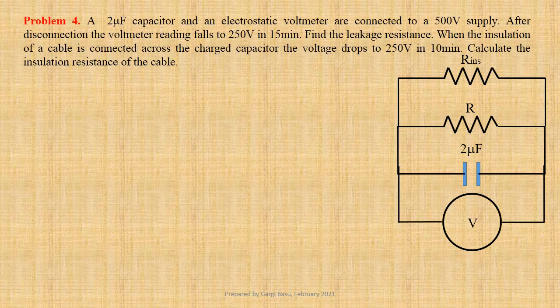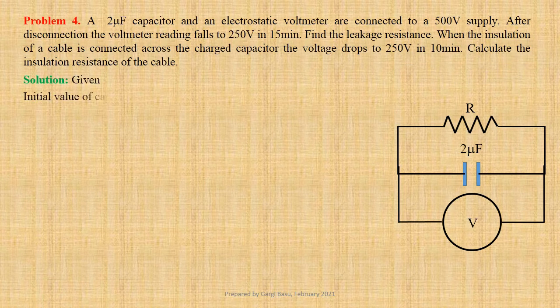Let us first write down the given data. Initial value of capacitor voltage V0 equals 500 volts.